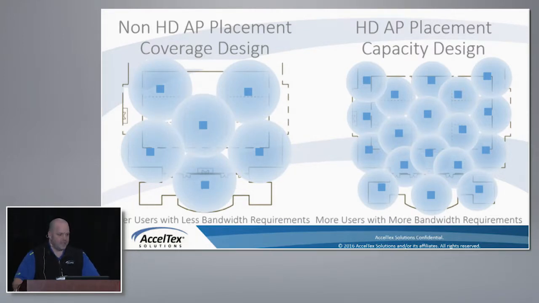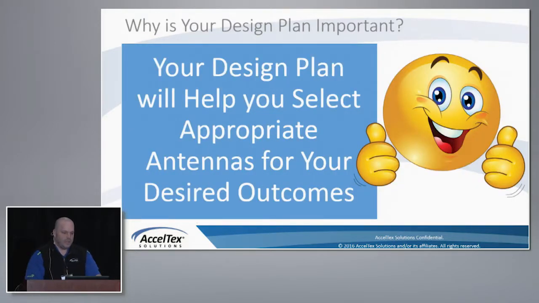On the left-hand side, you'll see non-HDA placement for general coverage in many applications, carpeted office space, those types of things. On the right-hand side, it's more of a high-density deployment, tighter beam widths, tighter patterns, for auditoriums or arenas or any sort of high-density location. Your design plan will help you select the appropriate antenna solution for what you need. Still a high number of applications are omni-driven, but more and more applications are being driven by high-density deployment, more client devices on the network.